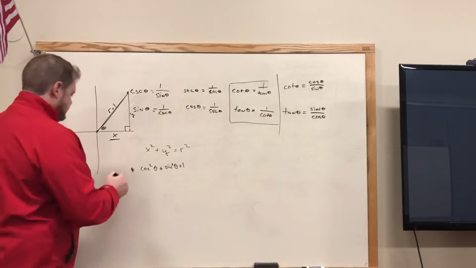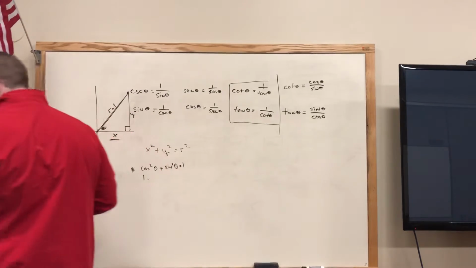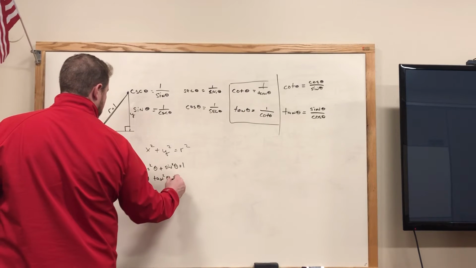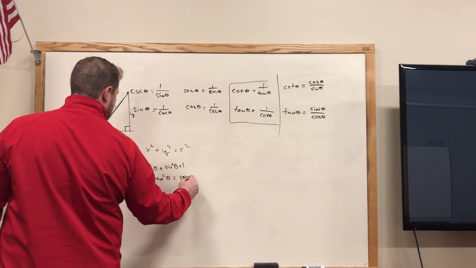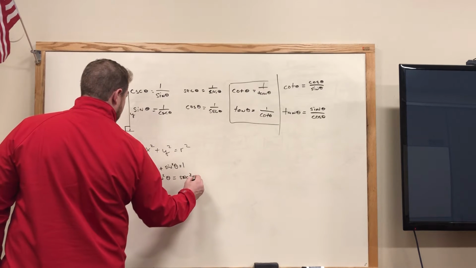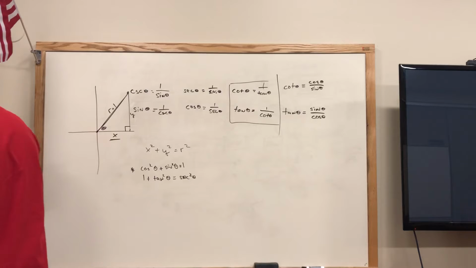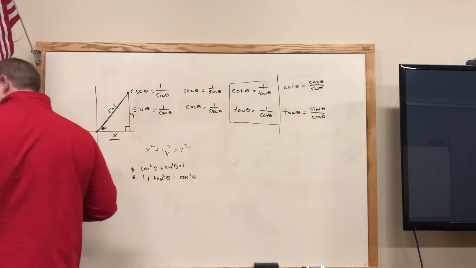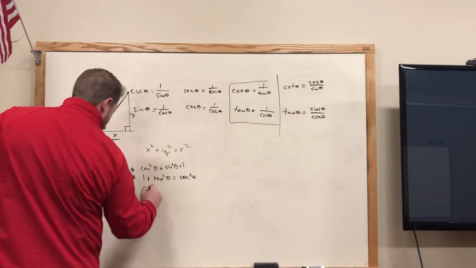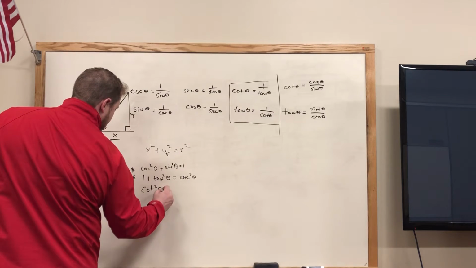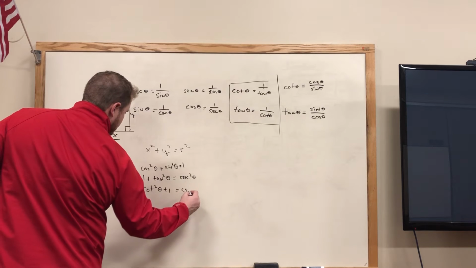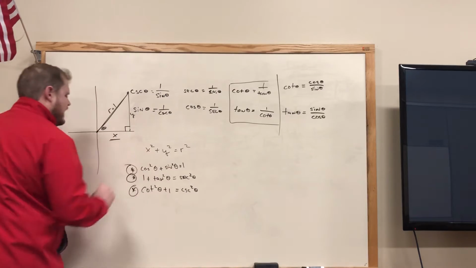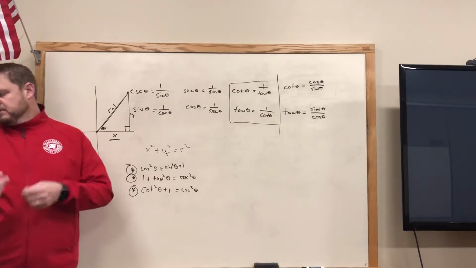What's another one? 1 plus tangent squared theta equals secant squared theta. Okay? And then the third one is cotangent squared theta plus 1 equals cosecant squared theta. So these are your 3 Pythagorean theorem developed identities.